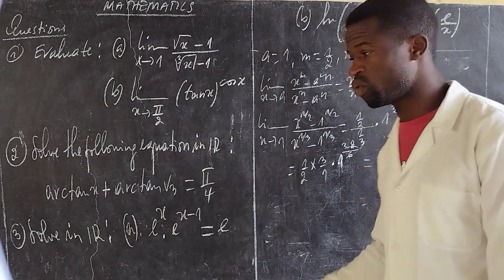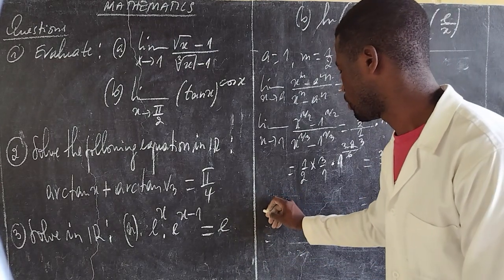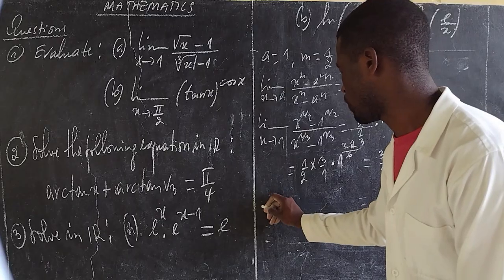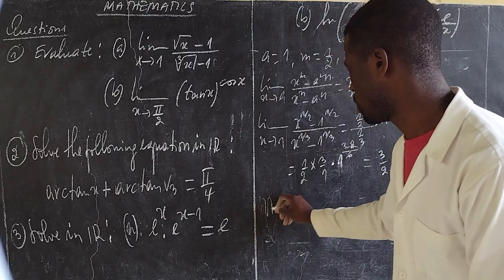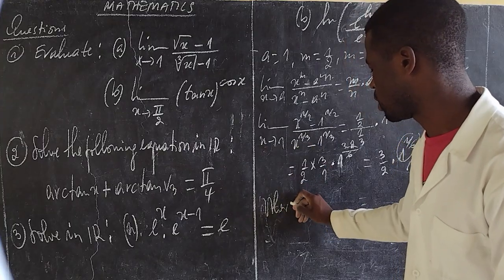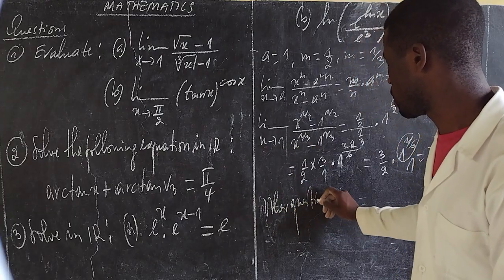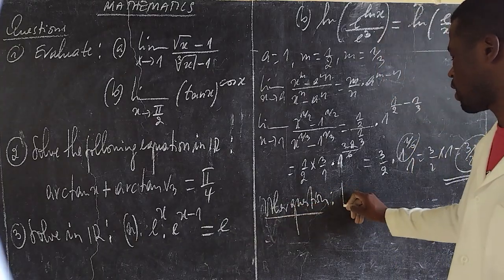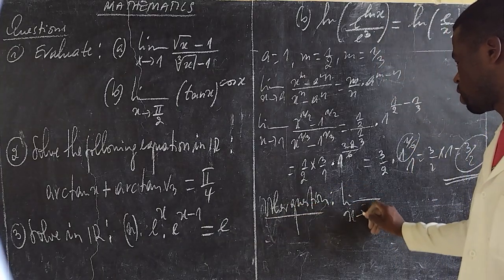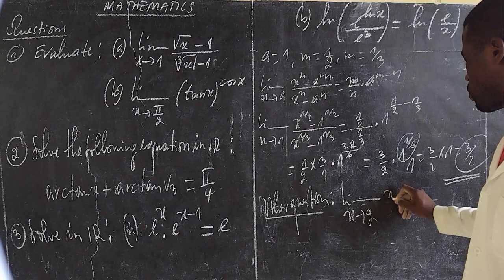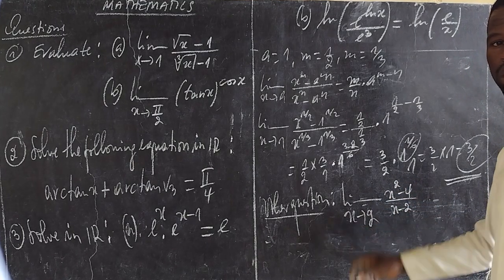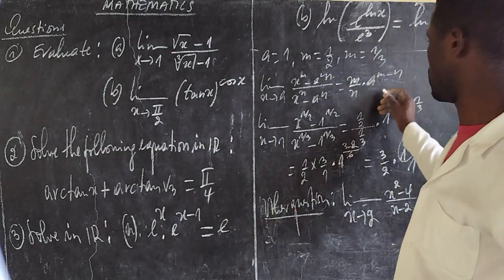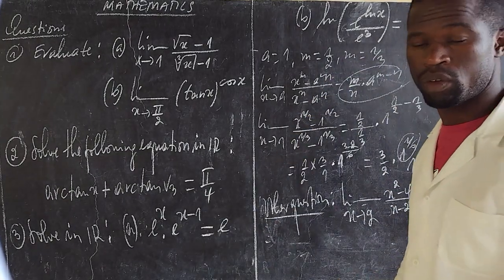Okay? Try it yourself with another question similar to this one. For example, you have the limit as x approaches 2 of x squared minus 4 over x minus 2. So that's simple. You can use this property to solve this kind of equation.